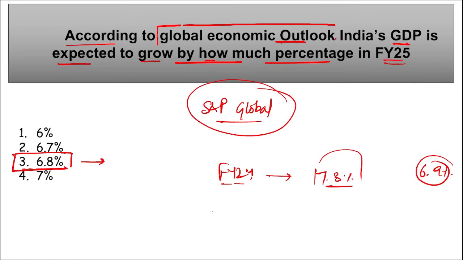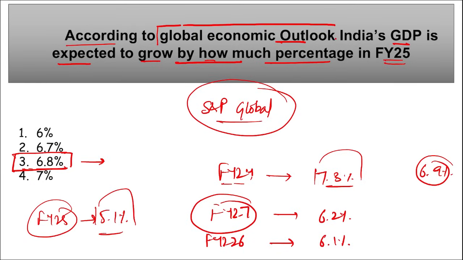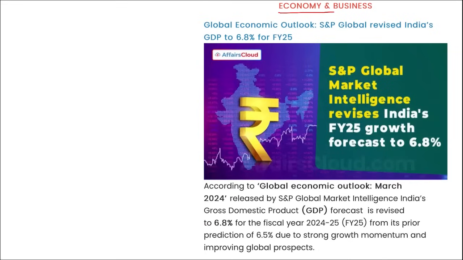Correct? And similarly, if we talk about fiscal year 27, India is expected to grow by 6.2%, and in fiscal year 26, India is expected to grow by 6.1%. Right? And if we talk about inflation for fiscal year 25, it is expected to be at around 5.1%.